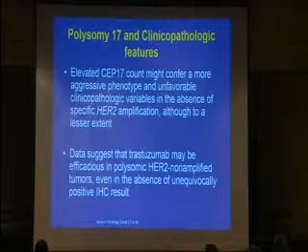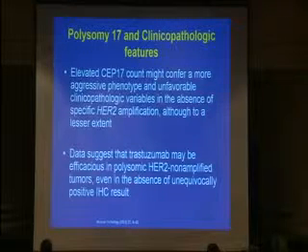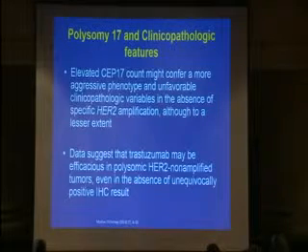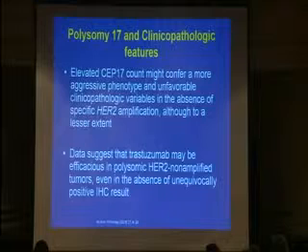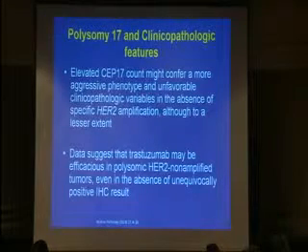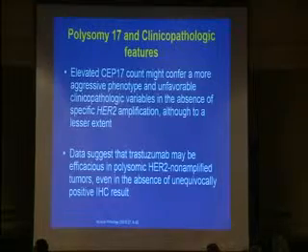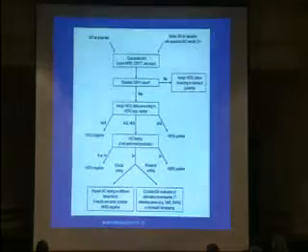A study that came out in 2014 showed that elevated CEP17, which is a form of polysomy, may confer a more aggressive phenotype and unfavorable clinical pathologic variables, even if you do not see evidence by the test of HER2 amplification. And also, the data suggests that trastuzumab or anti-HER2 treatment may be efficacious in polysomic HER2 amplified tumors. So, meaning that we have to detect polysomy 17 in the FISH test to be able to decide whether to give these patients treatment or not.